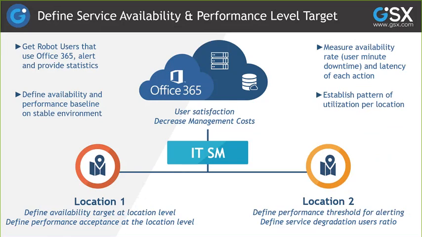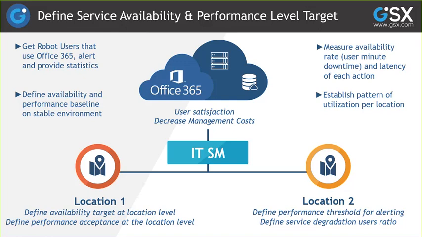First, you need a way to test continuously the service, that's for sure. Again, one of the best ways to do that is the JSX robot user. The purpose is to define a baseline in terms of availability and performance on a stable environment at the location level and action per action. And this baseline should recognize patterns of utilization because usage varies during the day, the week, the month, and even the year. So you need to understand these patterns and adapt to them.